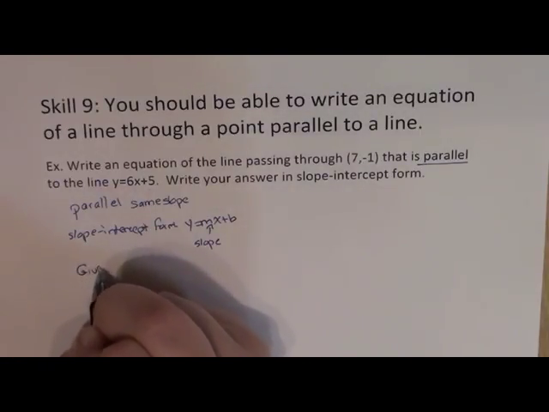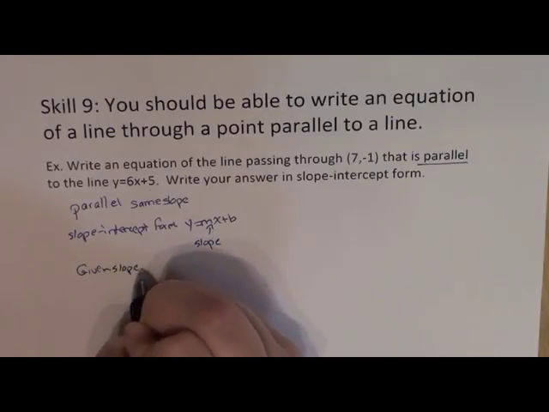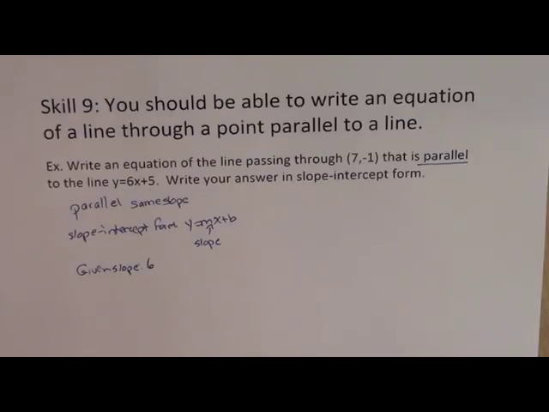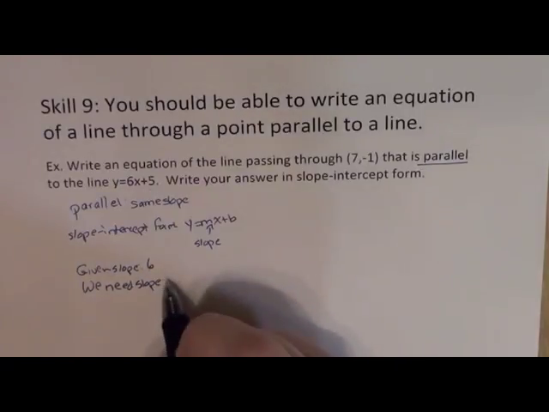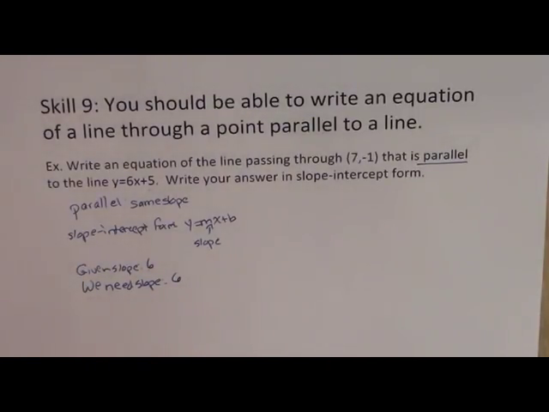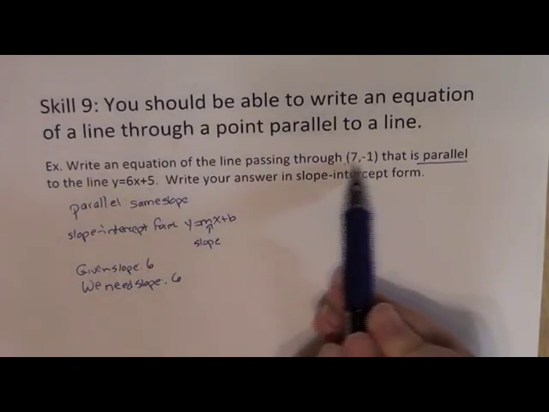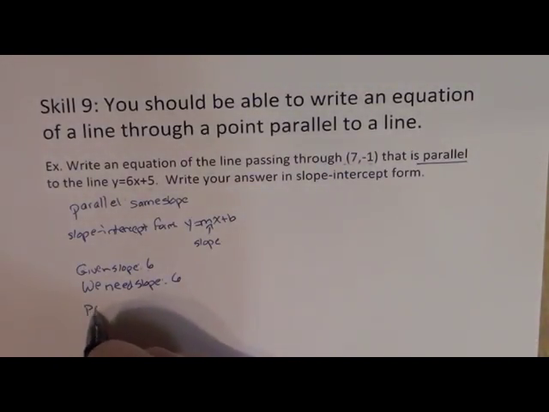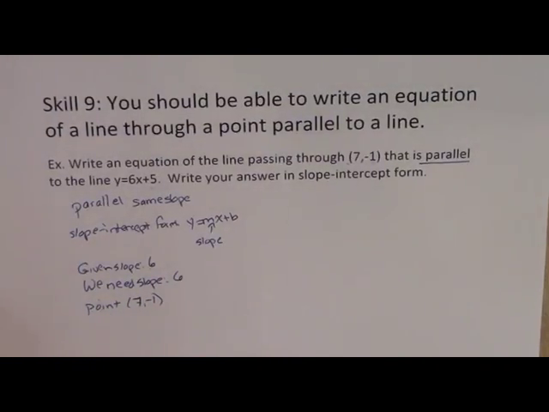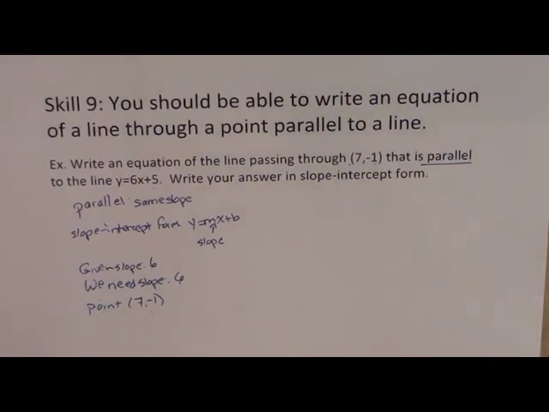So the given slope is 6. That means we need a slope which is the same as the given slope, that's 6. Now we're also told that we need our line to go through the point (7, -1). So here's what I see. I see we need a line with slope 6 that goes through the point (7, -1).